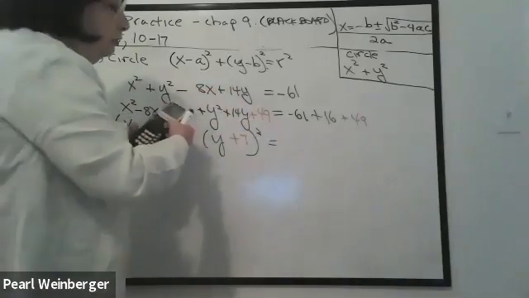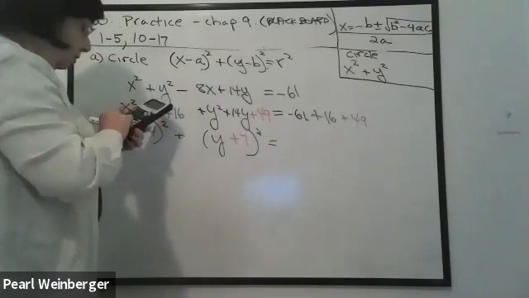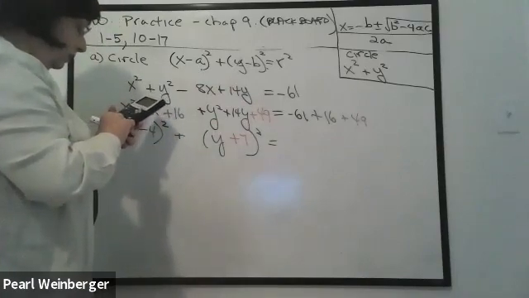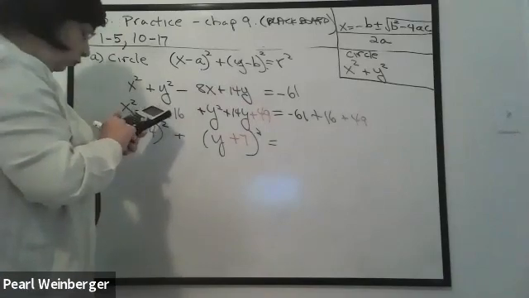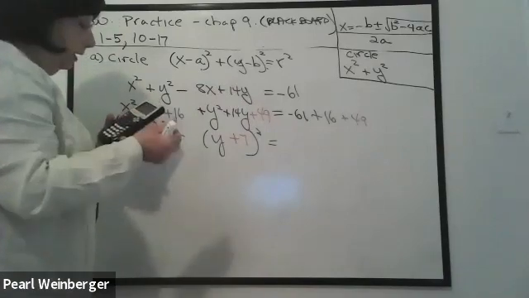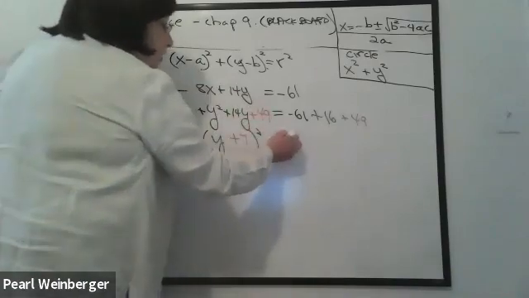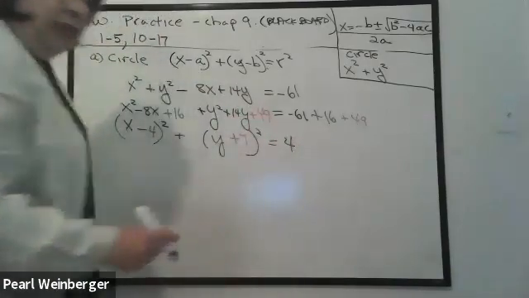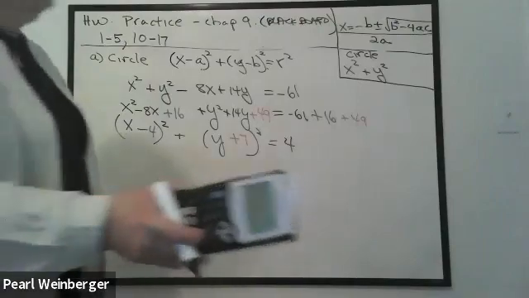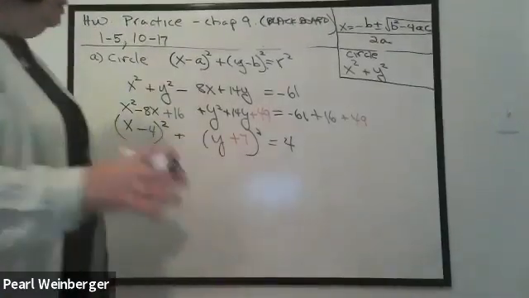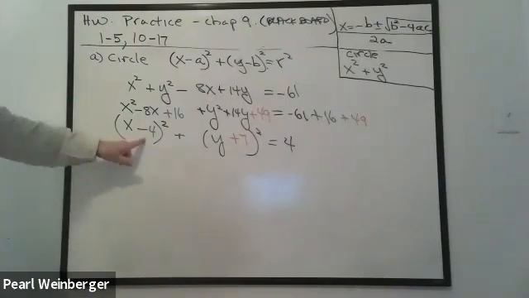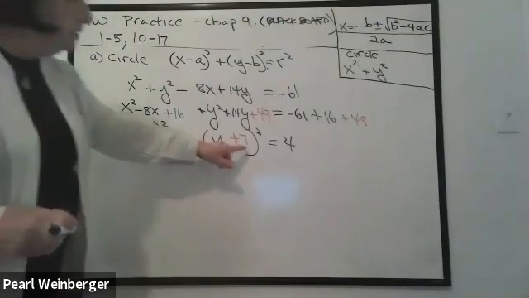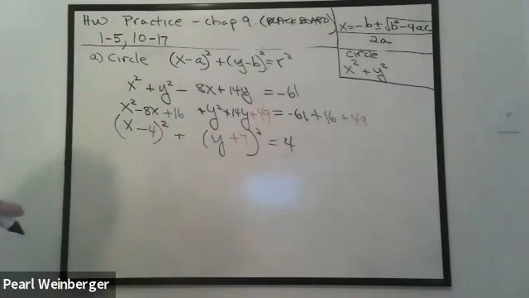And this, I'll just figure out by adding it all together. So I'm going to get -61 plus 16 plus 49. Couldn't do it in my head, but it all adds up to +4. And now I have my equation in standard format: (x minus 4) squared plus (y plus 7) squared equals 4.